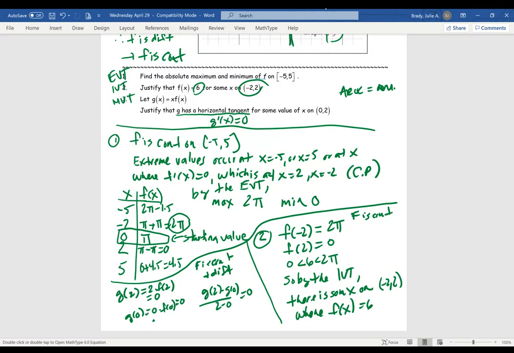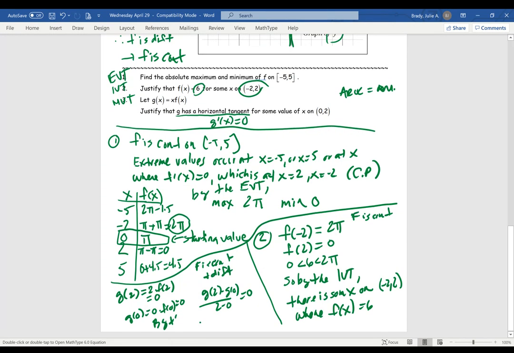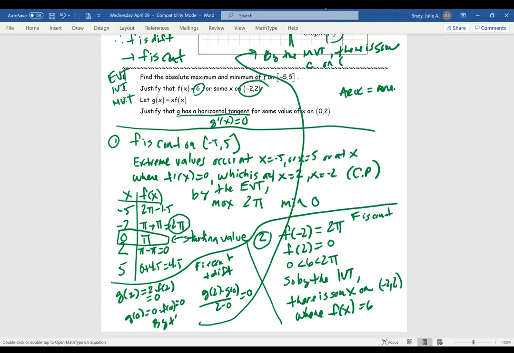By the MVT, there is some c on 0, 2, where g prime of c equals 0. Therefore, g has a horizontal tangent at x equals c. Woof, that's a tough one.